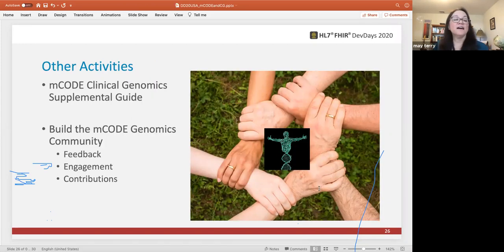Finally, other activities. I have been working on an mCODE clinical genomics supplemental guide. We recognize that genomics is such a broad and deep field, and how can mCODE have a better use of its elements to apply to genomics related use cases. That is currently in progress, and hopefully that'll be coming out soon.